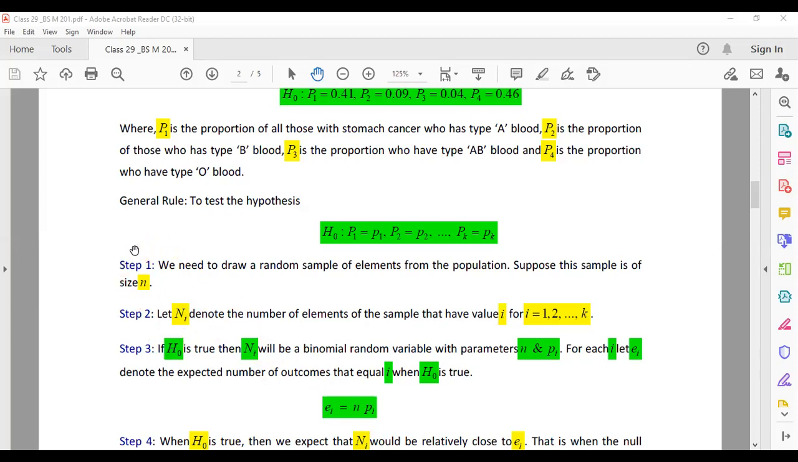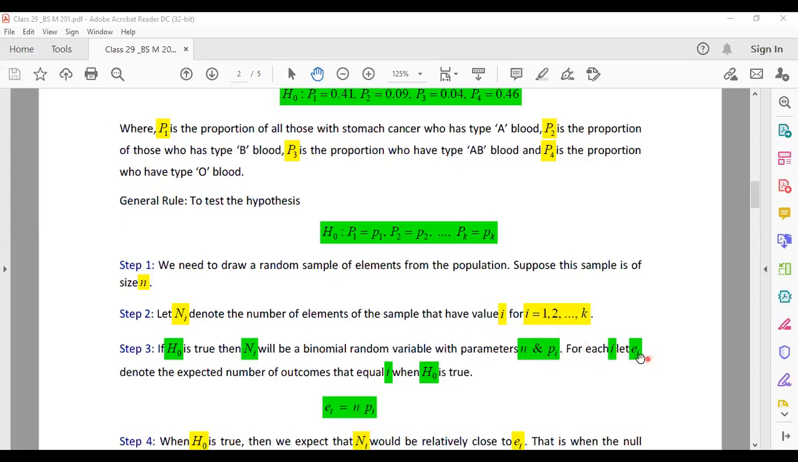Once the sample is collected, this number is a matter of some time to obtain. We have gathered all the information in the sample data, so we can also find out what capital Ni is. Step number 3: if H0 is true, the H0 we have designed over here, then this capital Ni will be a binomial random variable with parameters n and pi. This is the theory that has been written over here.